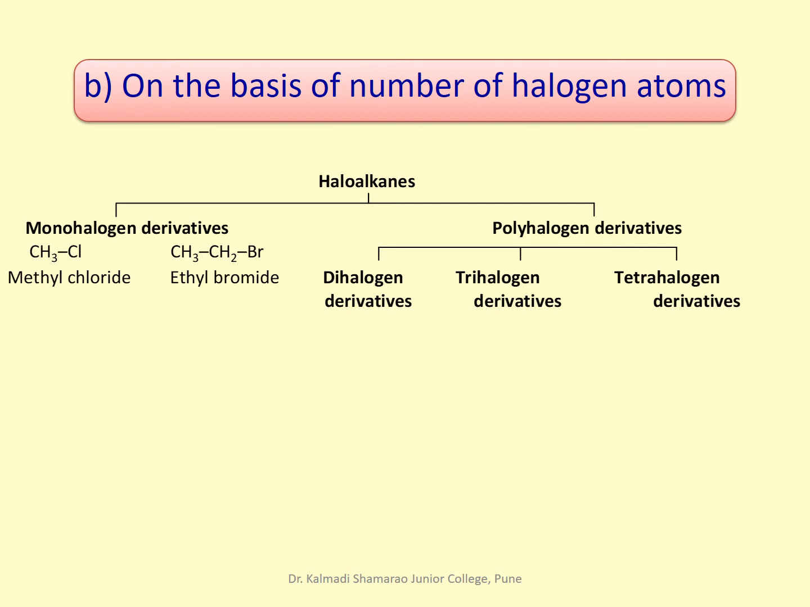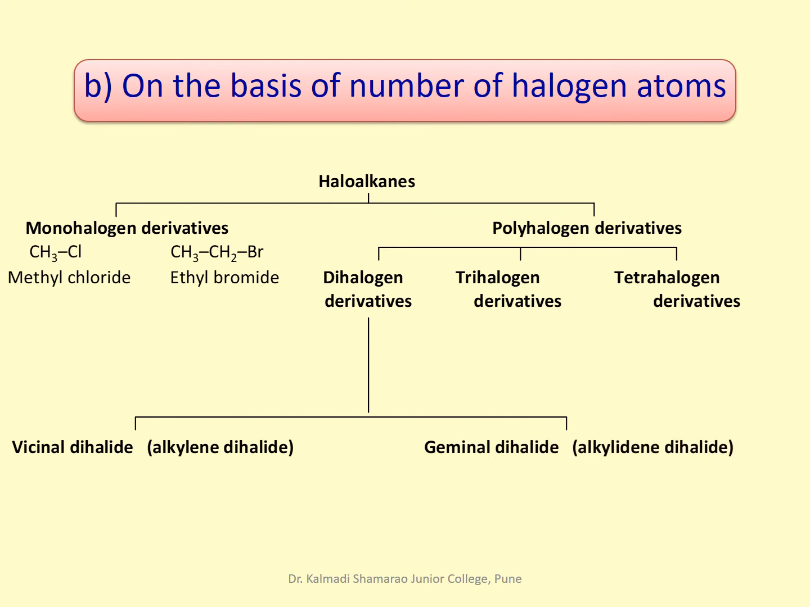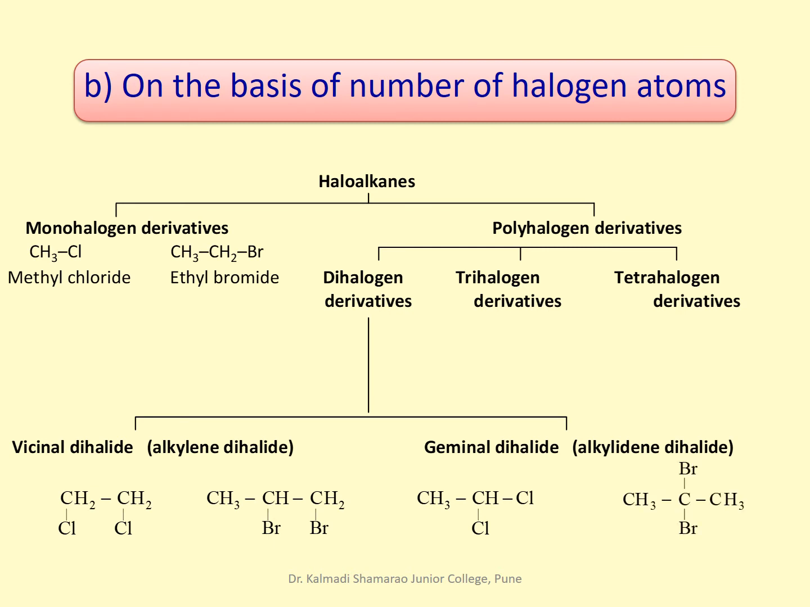Dihalogen derivatives contain two halogen atoms. These are further classified as vicinal dihalides and geminal dihalides. In vicinal dihalides, halogen atoms are present on adjacent carbon atoms, whereas in geminal dihalides, halogen atoms are present on the same carbon atom.